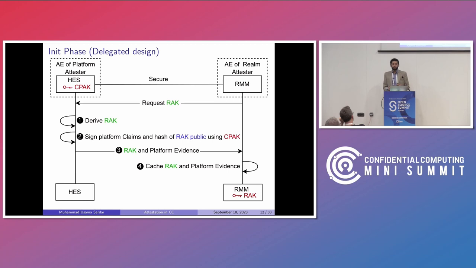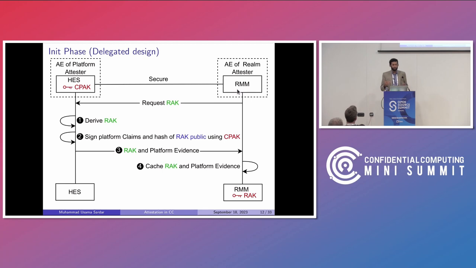I will give an example of the delegated design specifically, which is the initialization phase, as I described on the last slide, with two different attesters. Now I have the attesting environments of these, the HES and the RMM. In the delegated design, the RMM will be the one doing the signatures, and I don't need to contact the HES every time for doing this kind of signature, saving the round trip. But as I said, this channel is assumed to be secure. This is one of the advantages of verification, that we know exactly which channels are assumed to be secure.